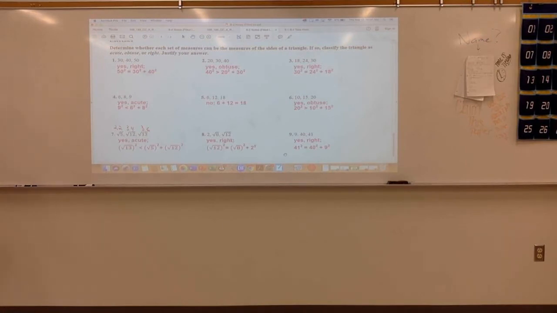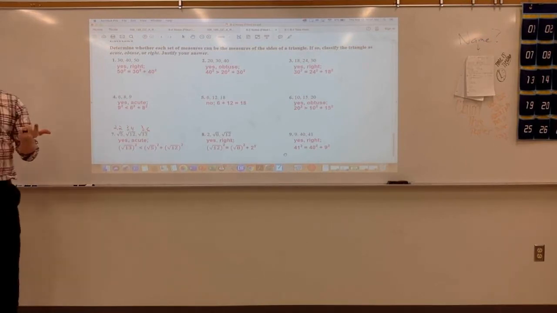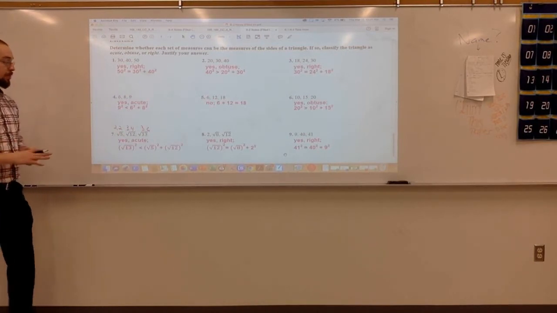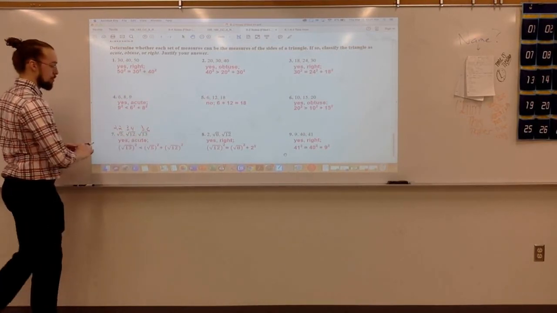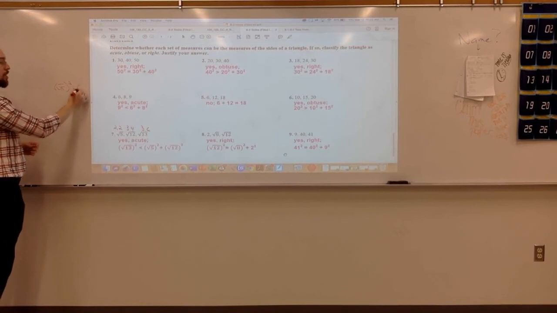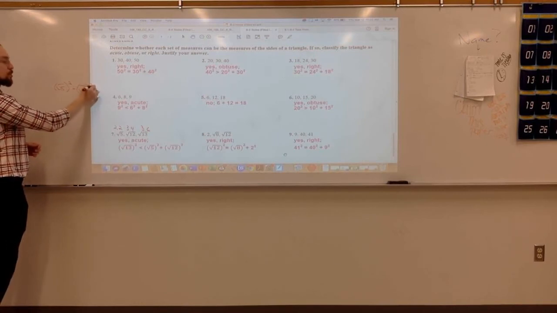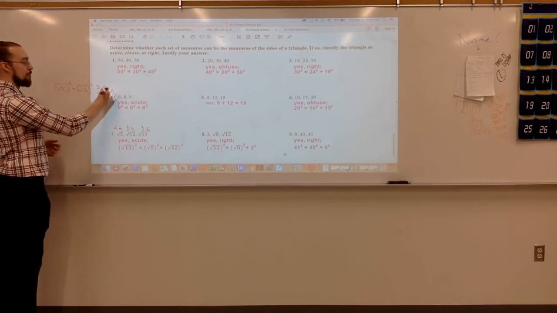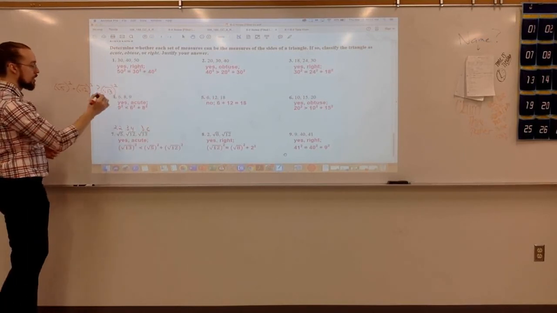Then we need to go and determine whether it's acute, right, or obtuse. So to do that, we're setting up a squared plus b squared and seeing if that is equal to c squared. So I'm going to do that over here. So we'll have the square root of 5 squared plus the square root of 12 squared. And I want to see how that compares to the square root of 13 squared.